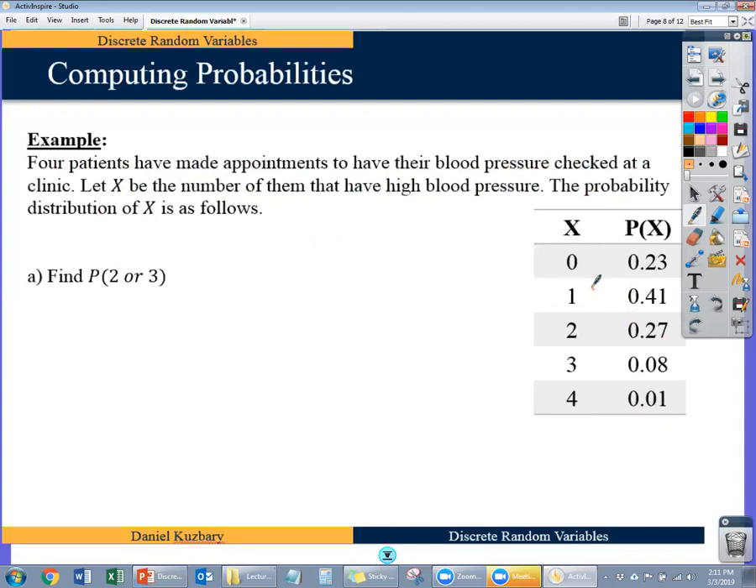This would mean 1 of them has high blood pressure. This would mean 2 of them have high blood pressure. This would mean all 4 of them have high blood pressure. So that's what these numbers mean. These are the chances that they occur.